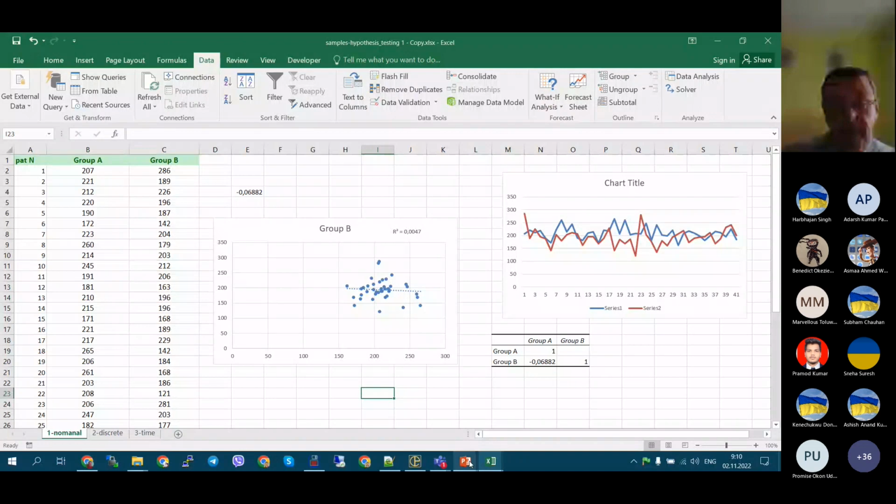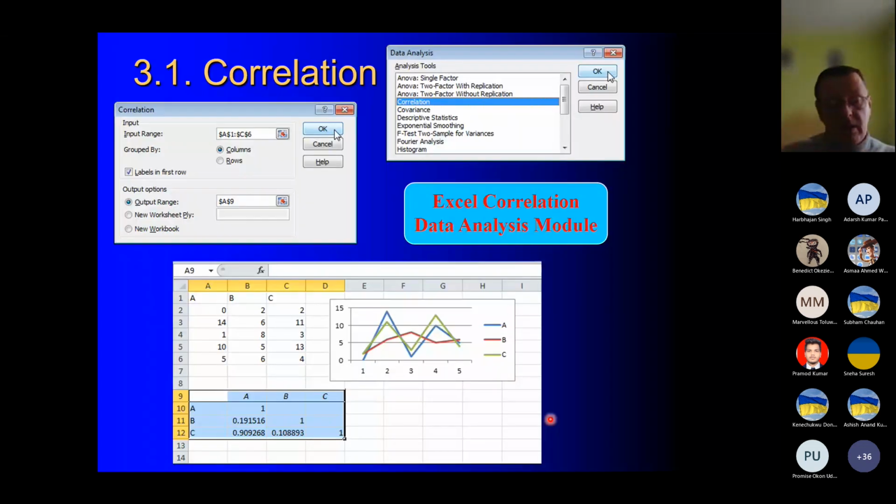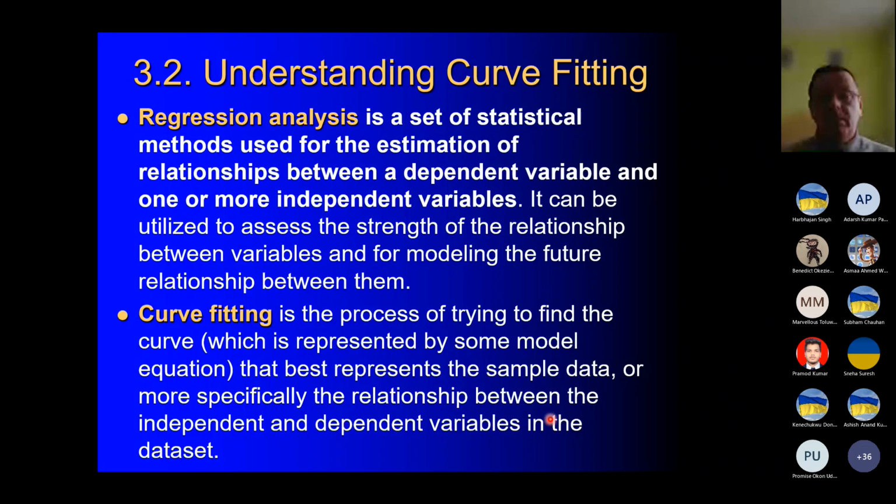Okay, get back to our questions and move to the third point of topic 4, which is related to curve fitting, or more generally regression analysis, which is a set of statistical methods used to estimate the relationship between a dependent variable and one or more independent variables. It sounds similar to the previous identification of relationships between variables with correlation, but in this case, first of all, we could have more than one independent variable which affects the dependent.